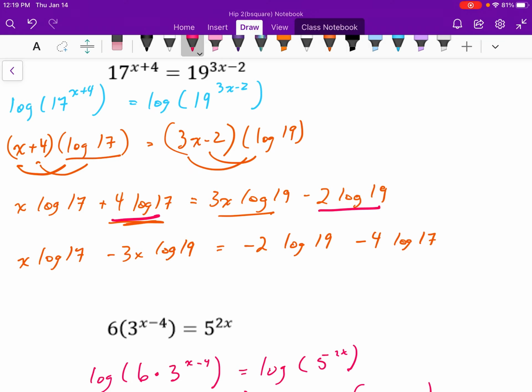Now I'm almost done, I believe. I'm sure hoping I'm almost done. And I'm going to factor out x from the expression on the left-hand side. So x times (log 17 minus 3 times the log of 19) is equal to, now I'm just going to keep this expression as it stands. Now remember, factoring out is very similar to dividing, so keep that in mind.